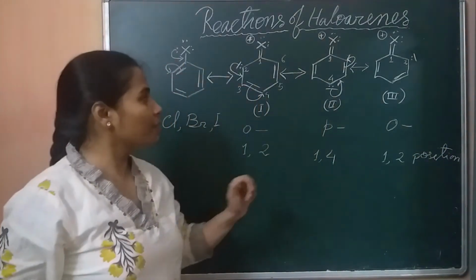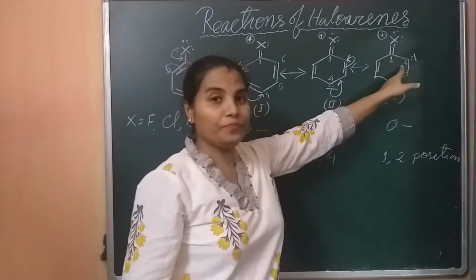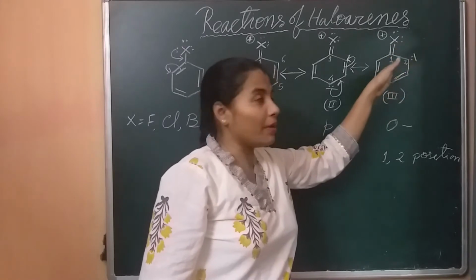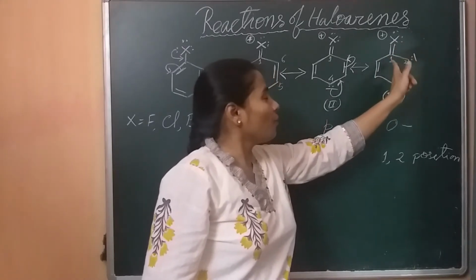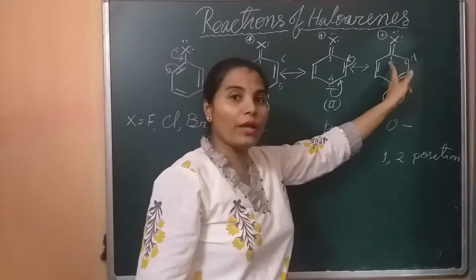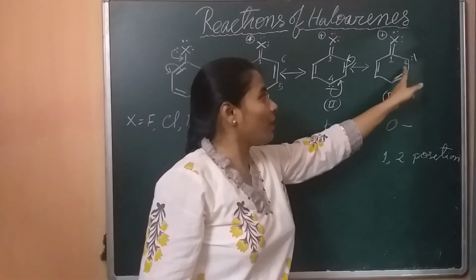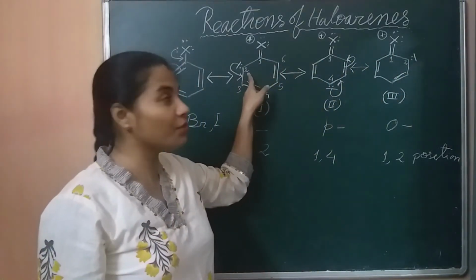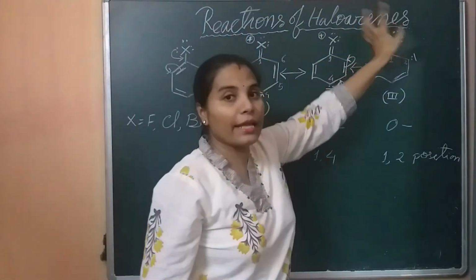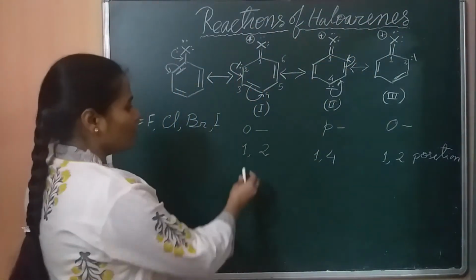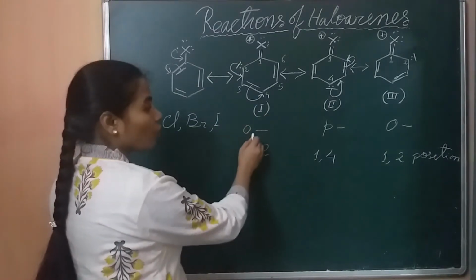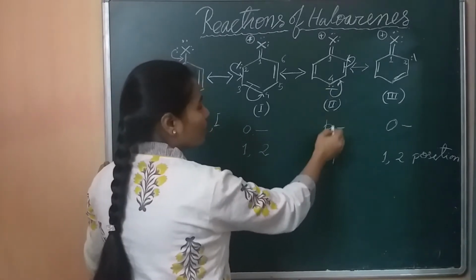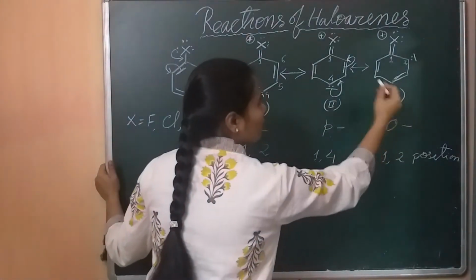Now, someone may ask why it is not 1-6. You see, if you count from the other side, you will also get the lone pair of electrons, but we prefer 1-2 rather than 1-6. That is why it is the 1-2 position. That means this 1-2 and this 1-2 position are identical with respect to this halogen atom. If it is 1-2, we call it ortho haloarene. If it is 1-4, para haloarene. And if again 1-2, ortho haloarene.